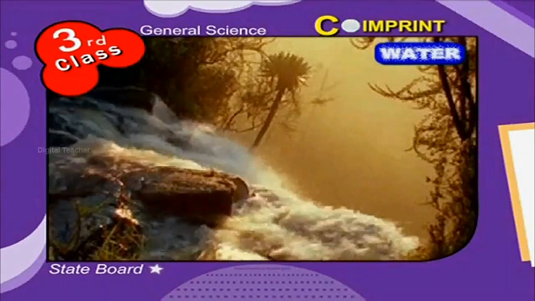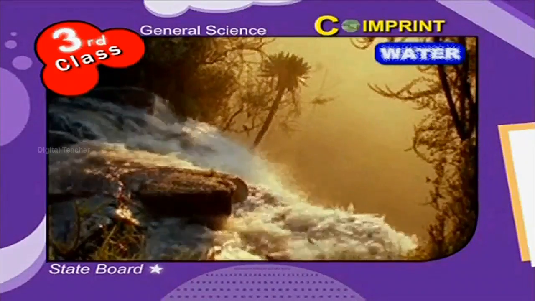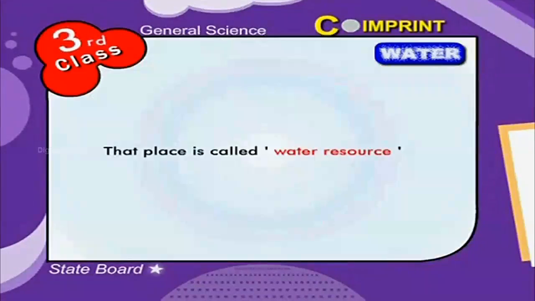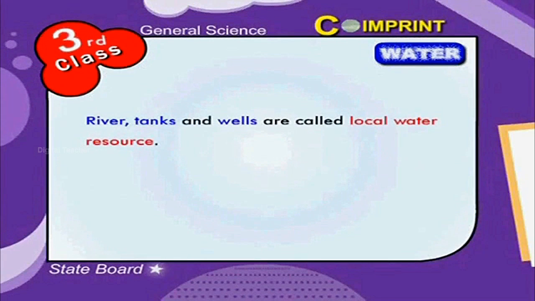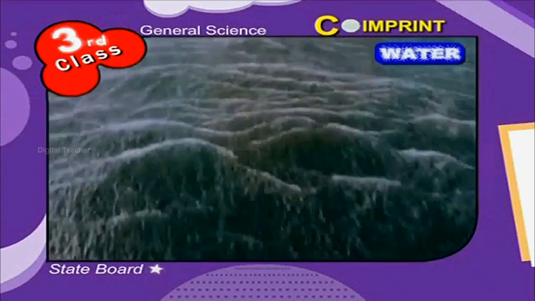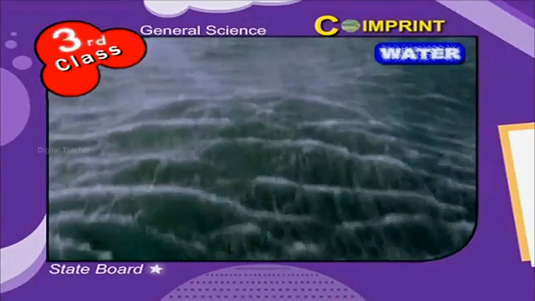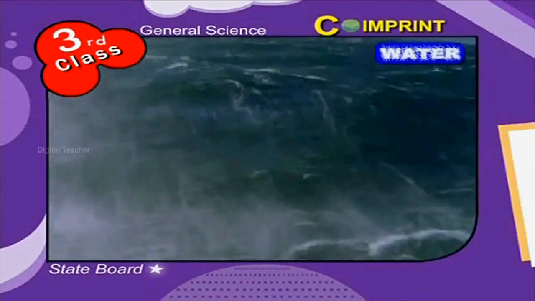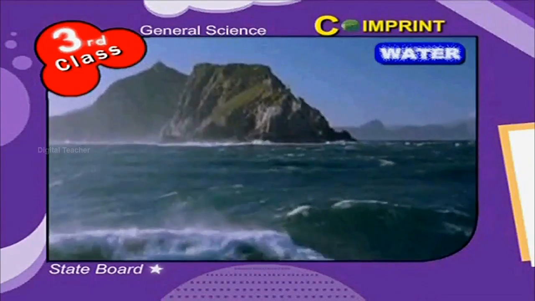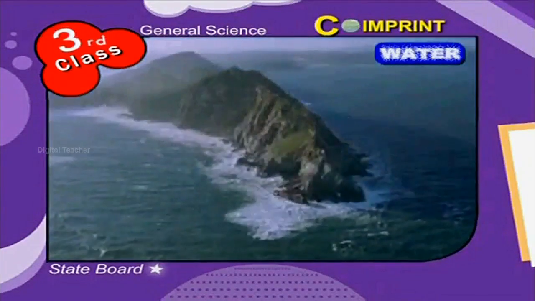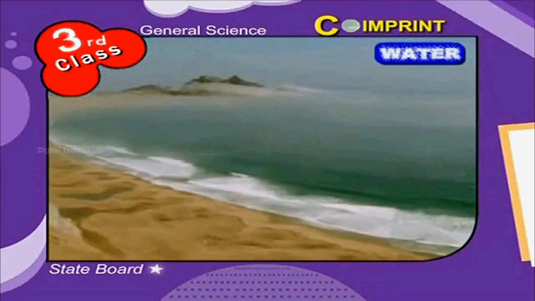Hence, human beings and other animals live where water is available. That place is called a water resource. Rivers, tanks and wells are called local water resources. We see water in the sea, but it is salty and not useful either for drinking or for cooking. We can prepare salt from it.